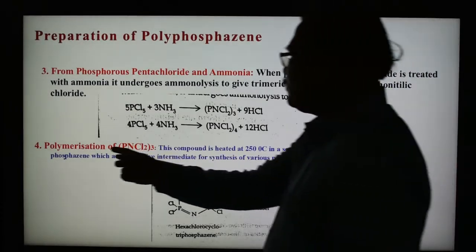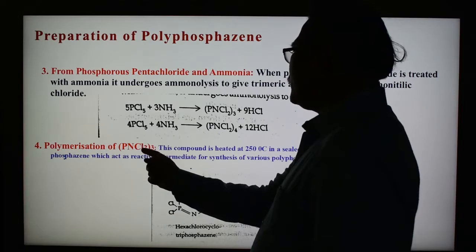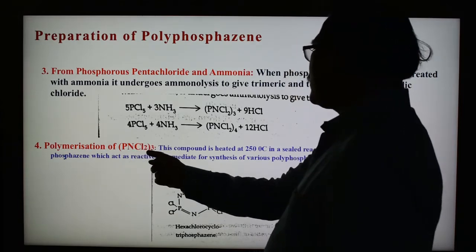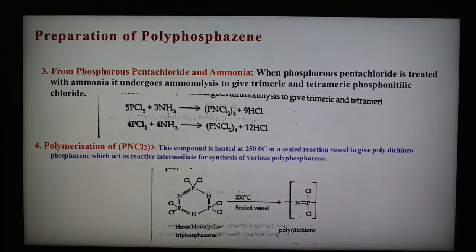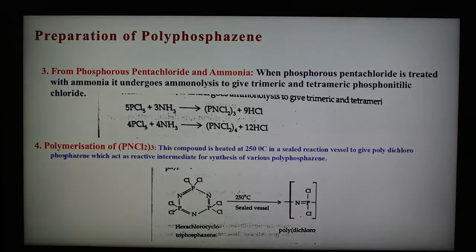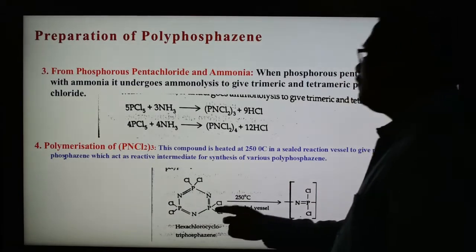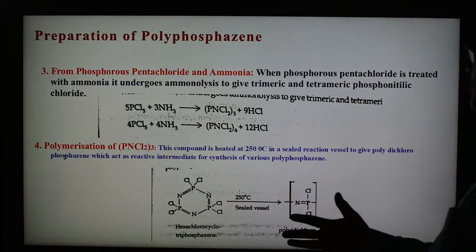Now next, the polymerization of PNCl2. This is the trimer of polyphosphazene, (PNCl2)3. This compound is heated at 250 degrees Celsius in a sealed reaction vessel, forming polydichlorophosphazene, which acts as a reactive intermediate for the synthesis of different types of polyphosphazene. And here, this trimeric compound of polyphosphazene undergoes the polymerization.